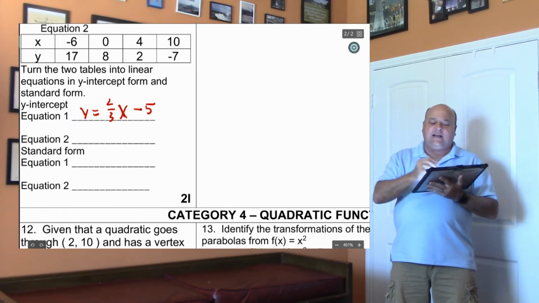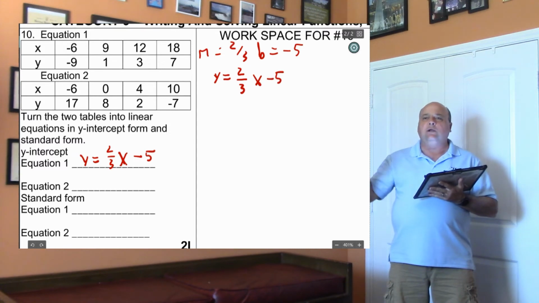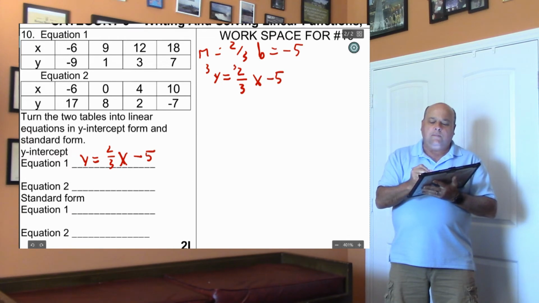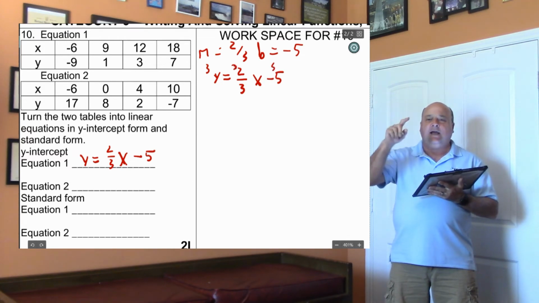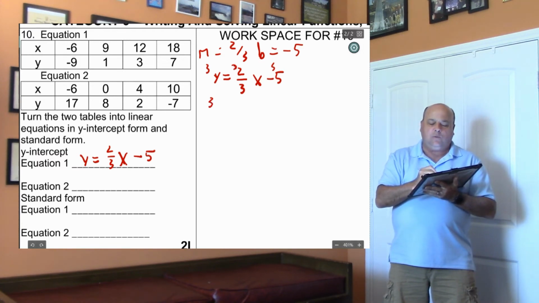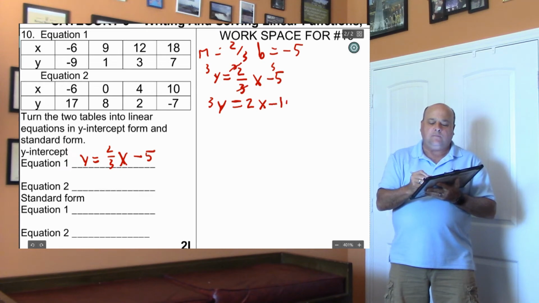Now then, we got to switch that to standard. So I'm going to write down Y equals 2/3x minus 5. First thing we need to do is get rid of that fraction, don't we? So I'm going to multiply everything by 3. Remember, we want to get this to where it looks like ax plus by equals c. So 3 times y is 3y equals, these 3's cancel out, so I have 2x, and then 3 times -5 is -15.